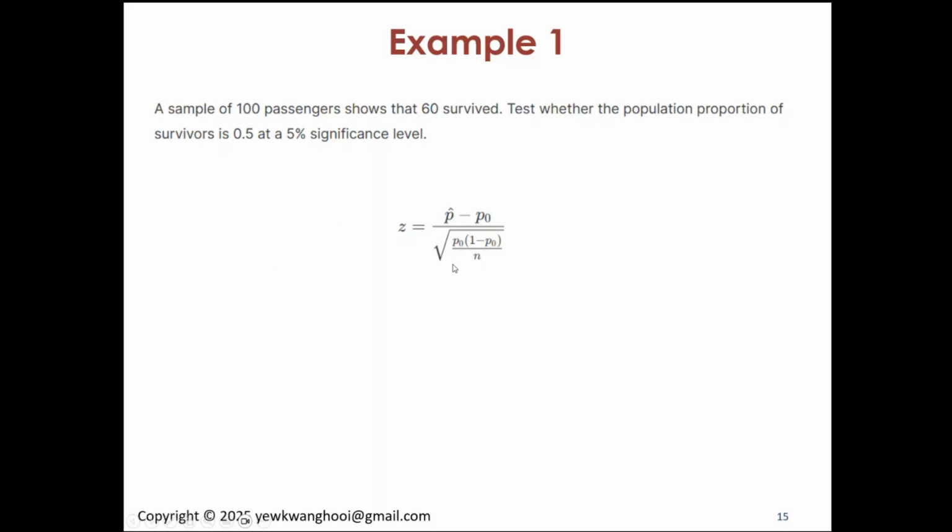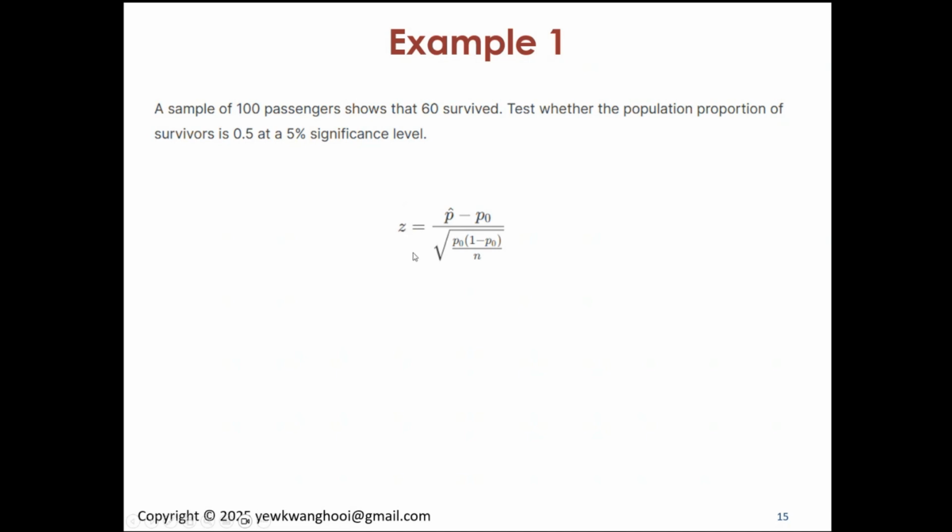And then you get the value of Z. So how do you get the value of Z? You need the point estimate, which is 60%, 0.6. And then this P0 is what? This is the population proportion, coming from 0.5. So you just plug in 0.5, and then what is n? n is the sample size. What is the sample size? 100. So by doing this, you will get the calculated Z. We compare this calculated Z with the critical Z later.